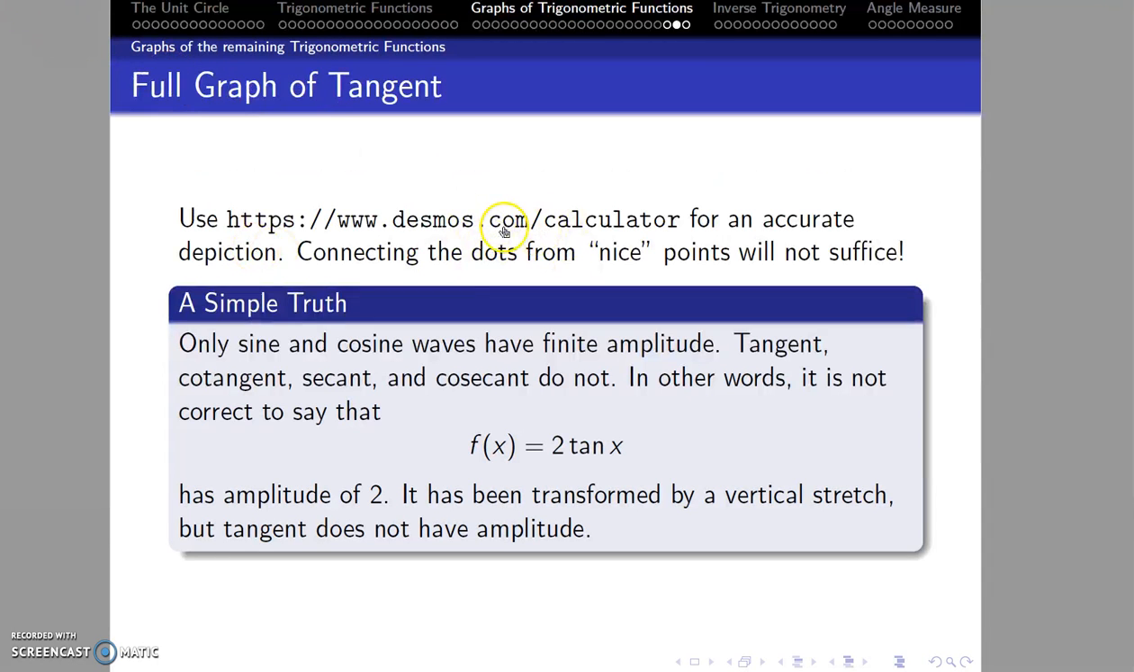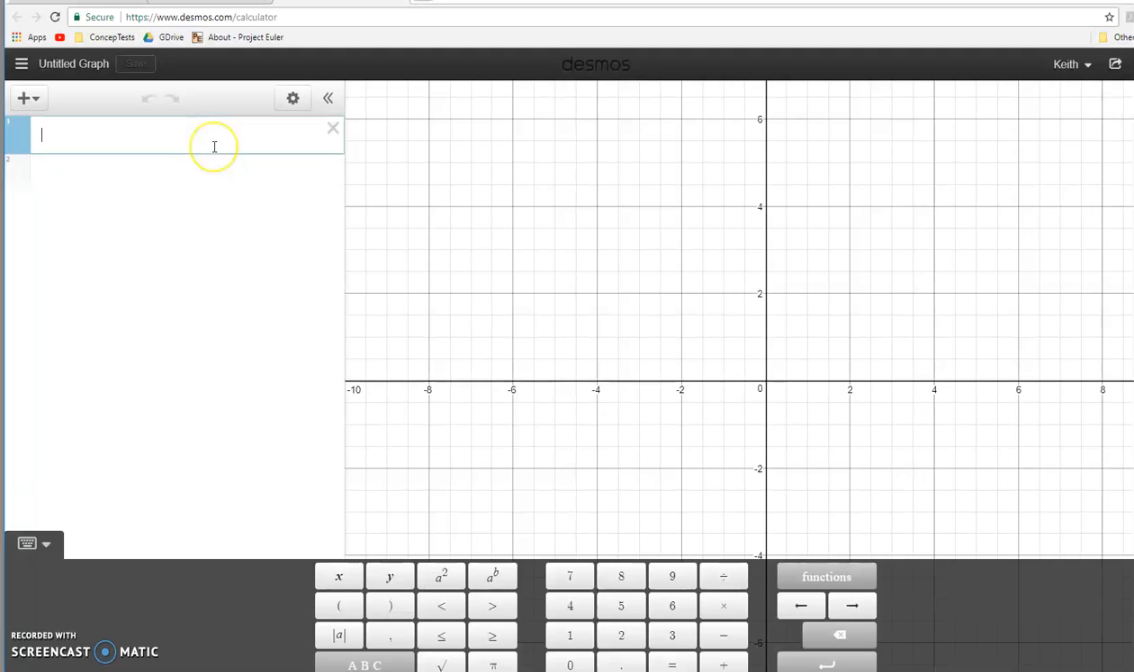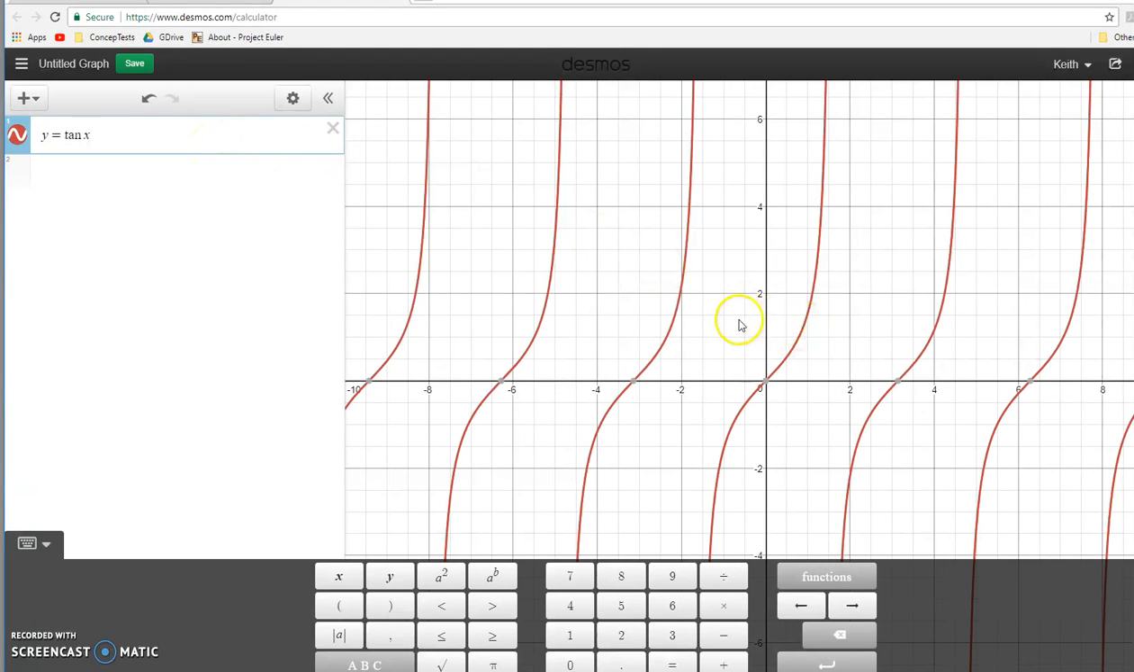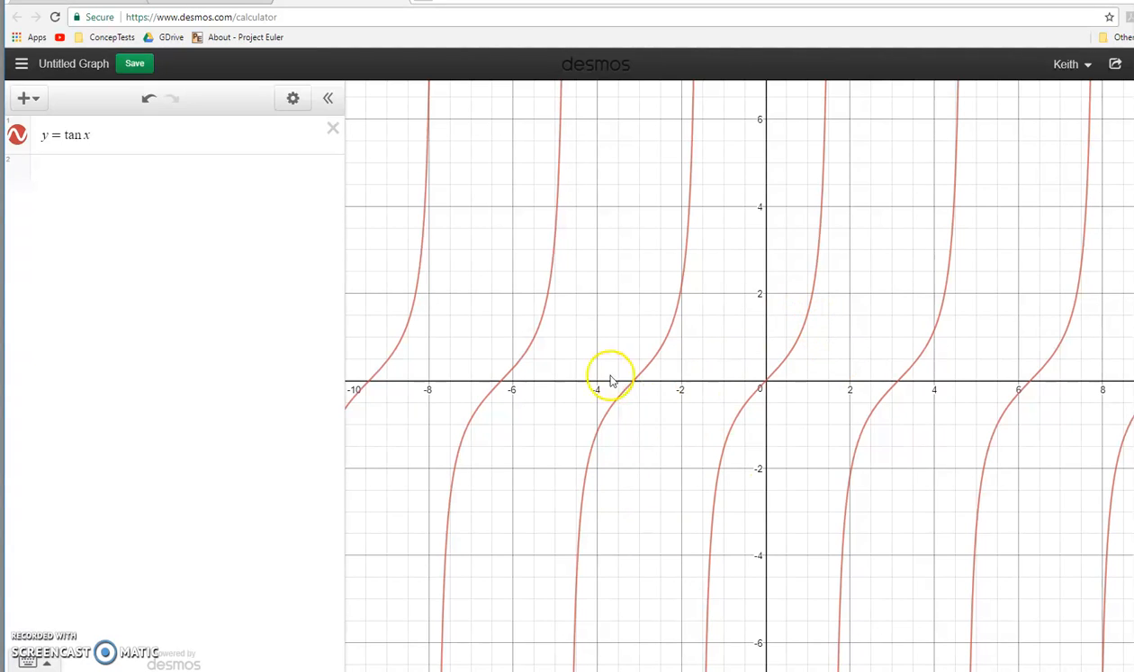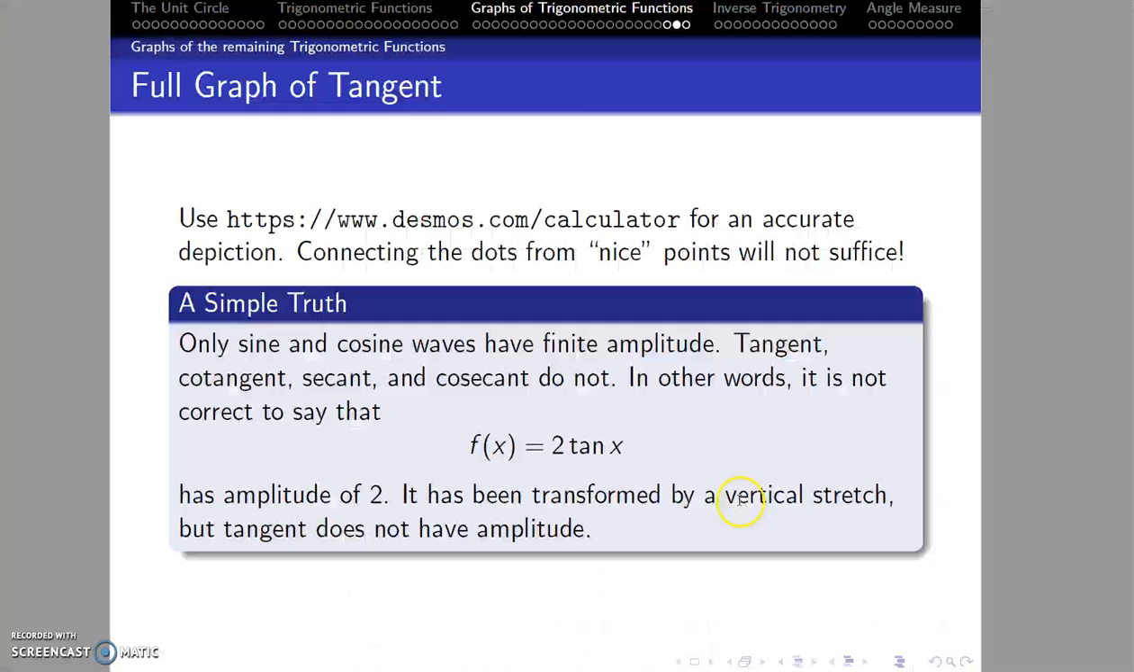So picking up from there, just to prove I'm not crazy, let's actually graph on Desmos the full formal graph, and there it is. We have this pattern, these swooshes, whatever you want to call them, repeated forever, and every odd pi over 2 is a vertical asymptote. So the whole thing has period pi.